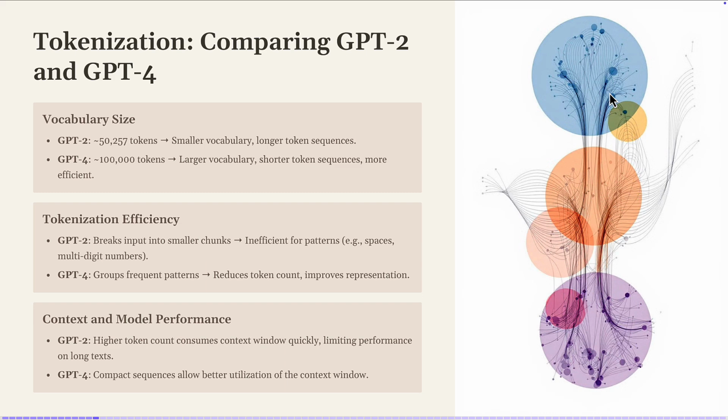And for context and model performance, with GPT-2, higher token counts consume the context window quickly, and this limits the performance on long text. But GPT-4 has more compact sequences, allowing better utilization of the context window. Especially since GPT-2 has, I think, only 2048 tokens in the output. So with this inefficient type of tokenization, it will be consumed very quickly, and this will prevent writing sufficient sequences.